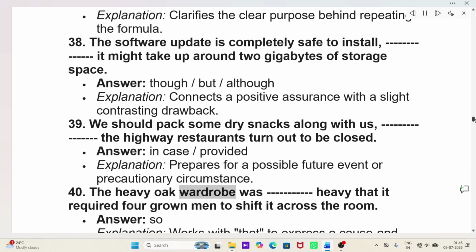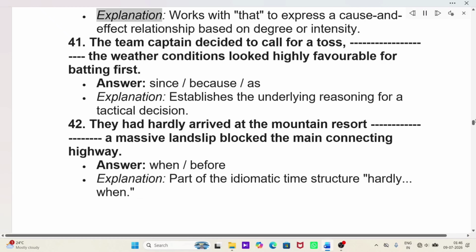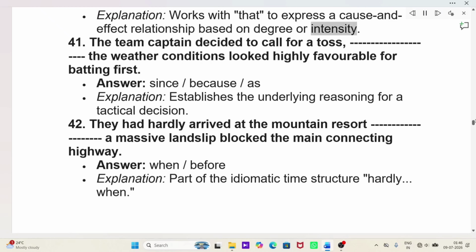40. The heavy oak wardrobe was ____ heavy that it required 4 grown men to shift it across the room. Answer: so. Explanation: works with it to express a cause and effect relationship based on degree or intensity. 41. The team captain decided to call for a toss ____ the weather conditions looked highly favorable for batting first. Answer: since / because / is. Explanation: establishes the underlying reasoning for a tactical decision.